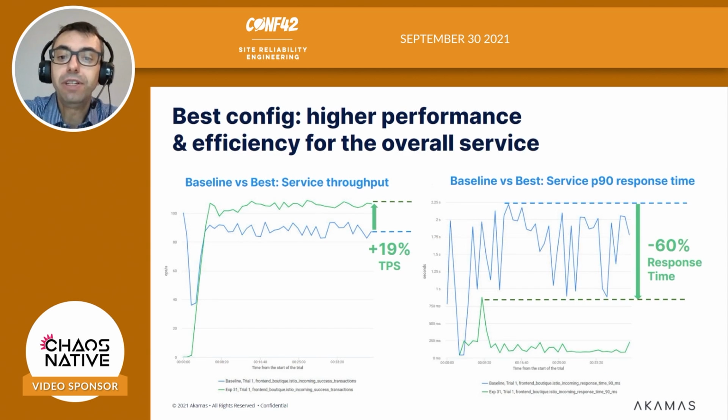Let's now see how the overall service performance changes when the best configuration is applied. The chart on the left shows how the base and best configuration compare in terms of service throughput. Interestingly, besides being much more cost efficient, the best configuration also improved throughput by 19%. On the right, we are comparing the service 90th percentile response time. The best configuration cut the latency peaks by 60% and made the service latency much more stable.